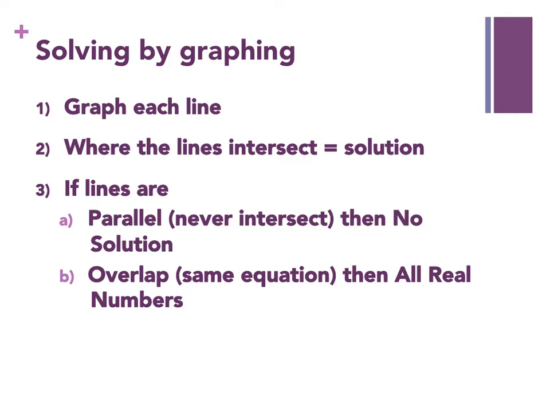So this says graph each line. It could be a line or any kind of graph, it could be a parabola, it could be square root, whatever. It's just graph. And where the graphs intersect, that's your solution. And we said this already. If they're parallel, they never intersect, then there's no solution. If they overlap or give you the same equation, then it's all real numbers.